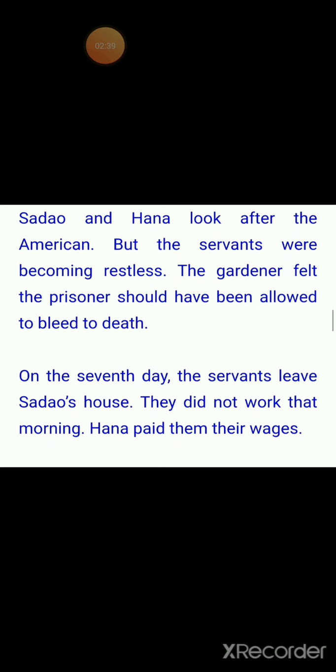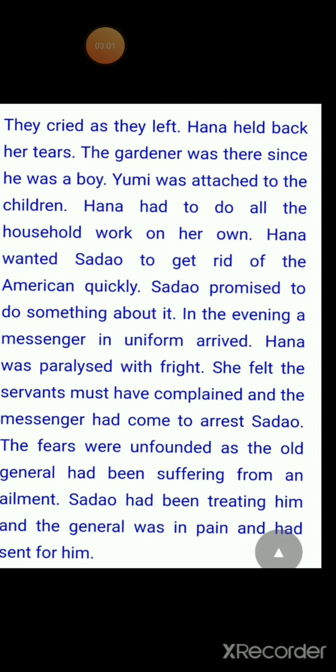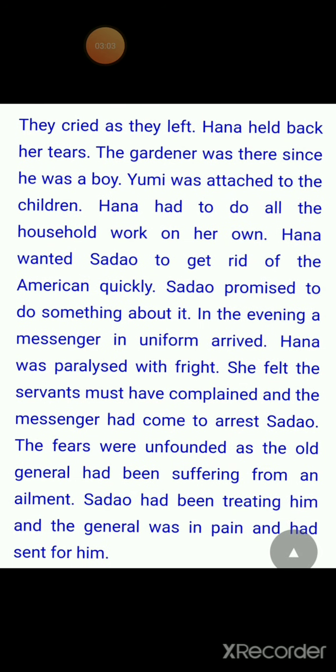Sadao and Hannah look after the American, but the servants were becoming restless. The gardener felt the prisoner should have been allowed to bleed to death. On the 7th day, the servants leave Sadao's house. They did not work that morning. Hannah paid them their wages and saw them off. They cried as they left.